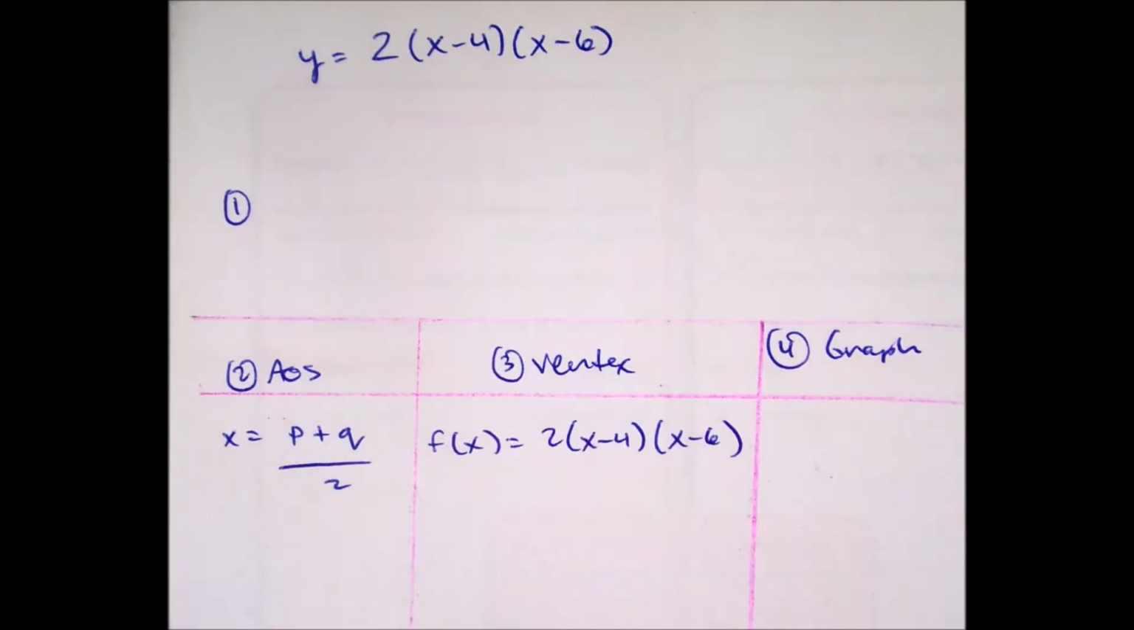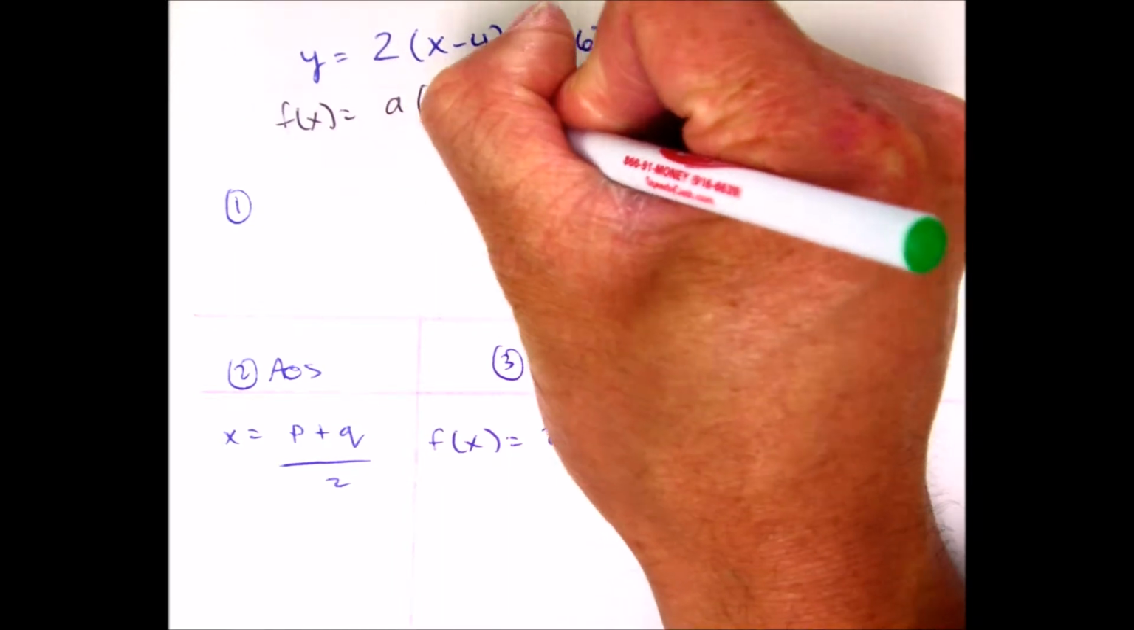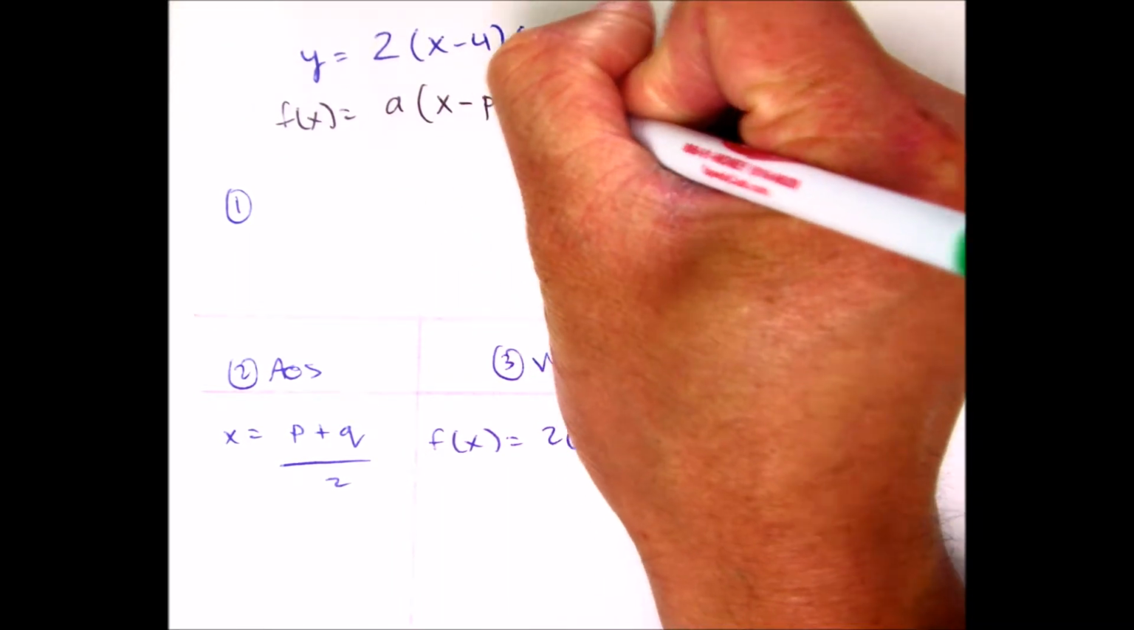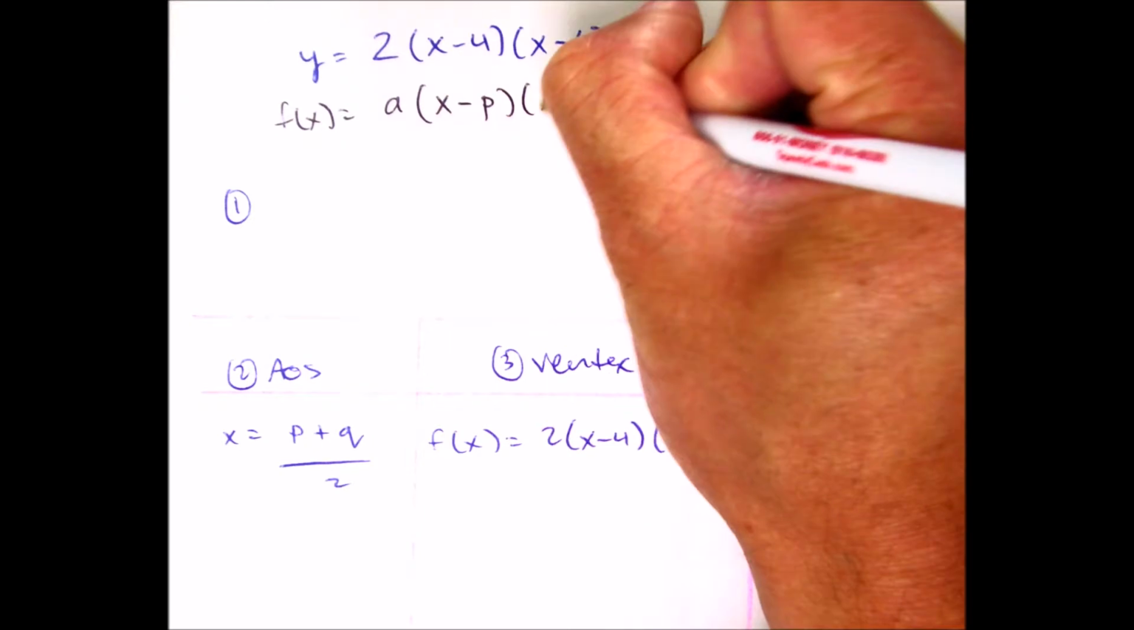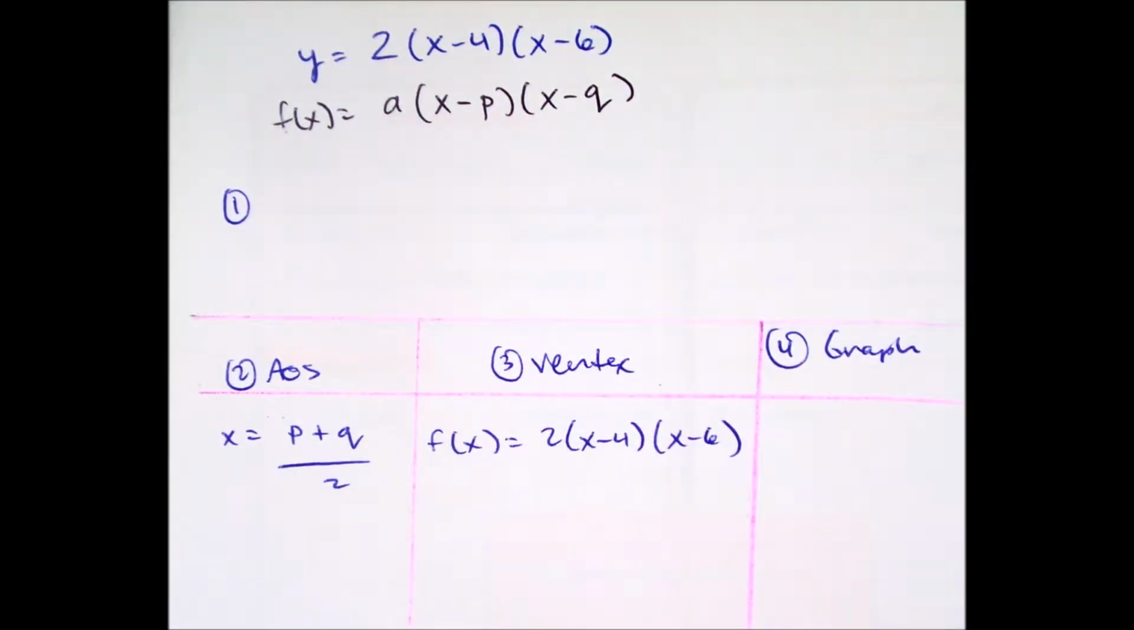Okay. So the first thing I'm going to do is identify my A, P, and Q. This is not A, H, and K, and this is not A, B, and C. So I'm going to write that below. f of x equals a times (x minus p) times (x minus q). So I'm writing the form either below or above it, and the reason you do that is so that you can identify your variables.